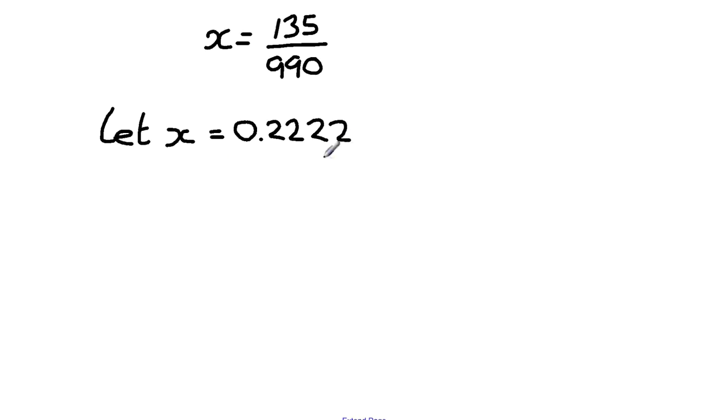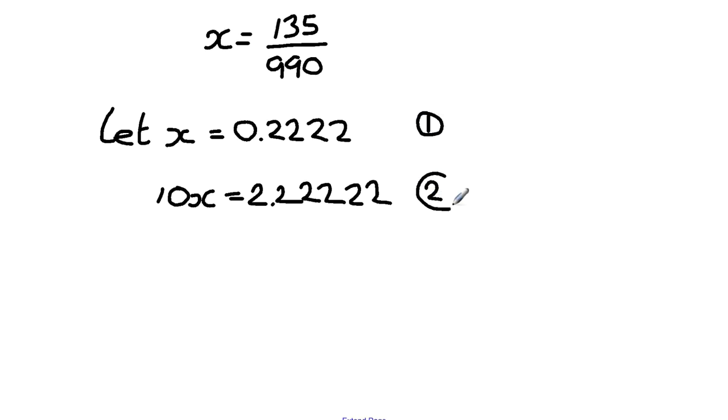I'm going to multiply again both sides by 10. 10x is equal to 2.2 reoccurring, and label both equations 1 and 2. I can eliminate the 0.222 by subtracting equation 1 from equation 2. So we should have overall 9x equals 2. I'm going to make x the subject. x equals 2 over 9.